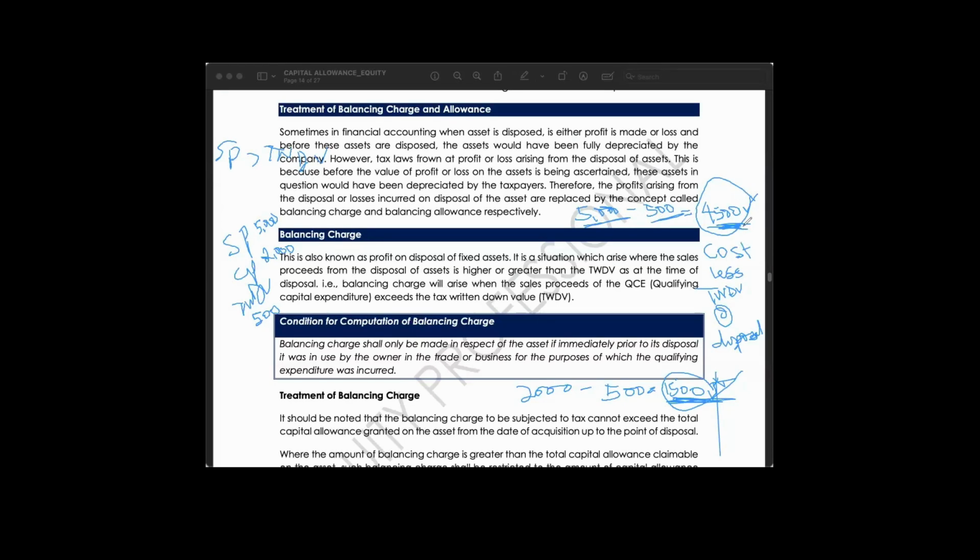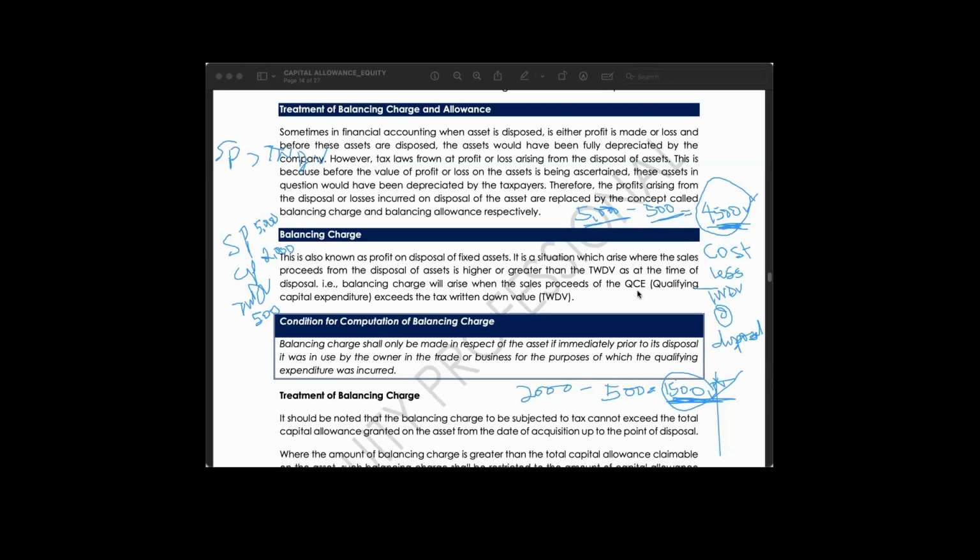We are now saying that according to the Act, your balancing charge cannot be more than total allowance claimed on the assets. If that is the case, I am restricting it to the total allowance claimed on the assets. I need to get my total allowance claimed on the assets. How do I get that? I'm going to have my total cost less tax down value at disposal.